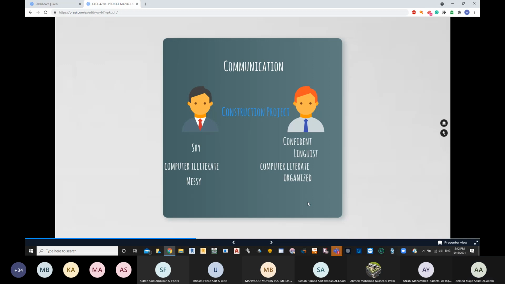Do you agree? If a person has a lot of knowledge but cannot deliver it to somebody else, can he be a lecturer? Can he be a teacher? Okay. So once again, communication is a big, important point. Of course, the project manager should be a person who has good communication skills in general.